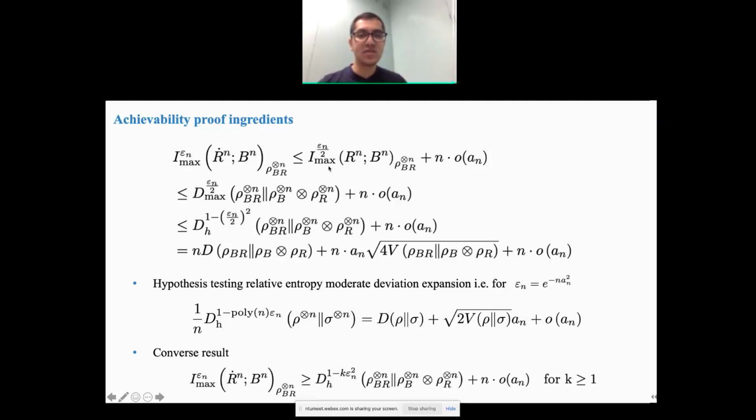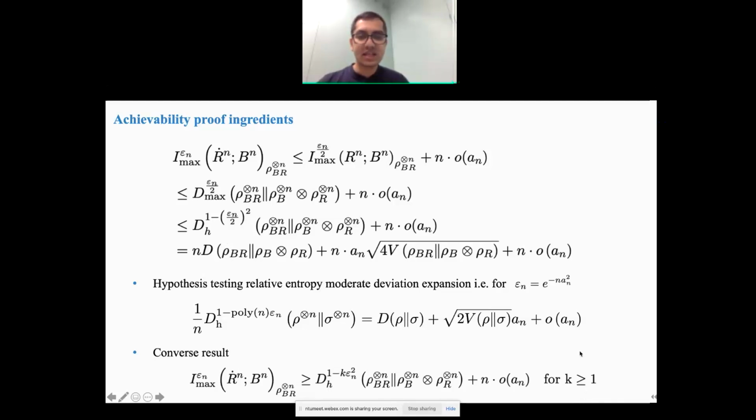Then the smooth max information is a minimization over all of these states. So we just choose one particular state, rho tensor n. And then we have a smoothed Dmax here. Then we upper bound that with a hypothesis testing relative entropy. And for the hypothesis testing relative entropy, it turns out that you have this kind of expansion. So if you have a 1 minus poly n e^{-n a_n^2}, where this is of this form, then you have this expansion here. These were the steps that we had to use. And the converse result that we have is essentially this third line, but for any k larger than or equal to 1.